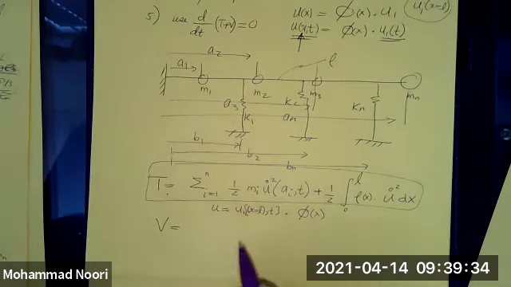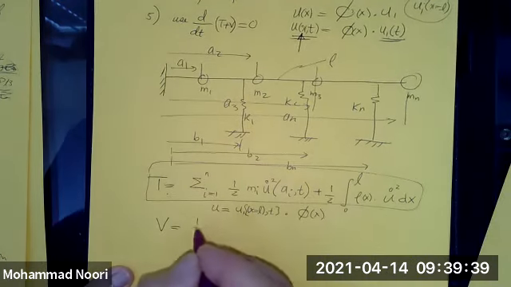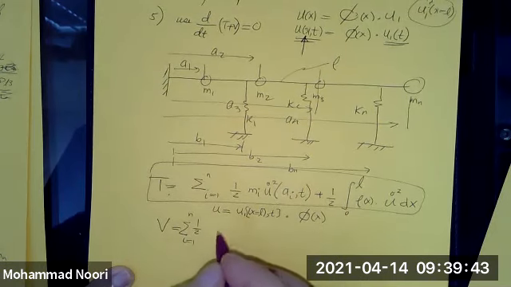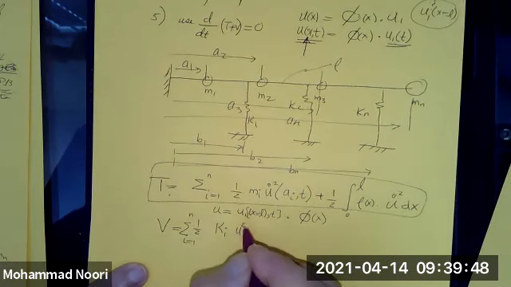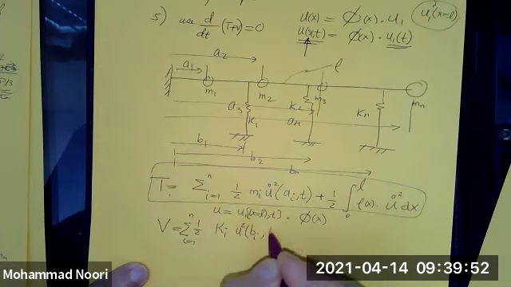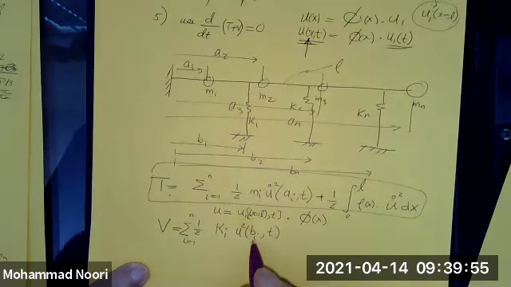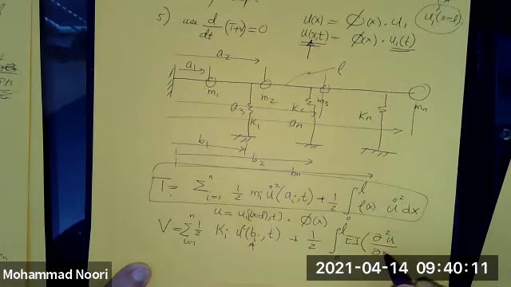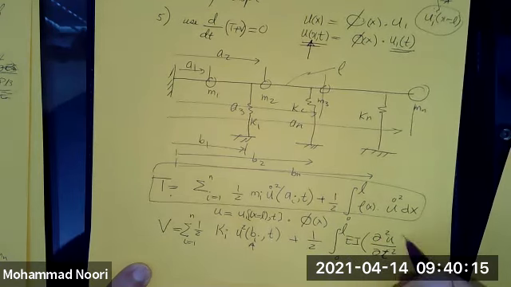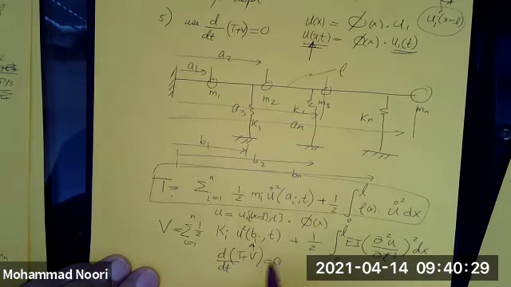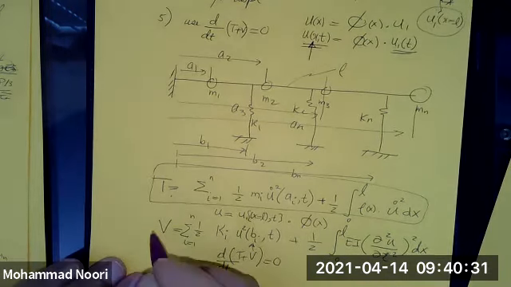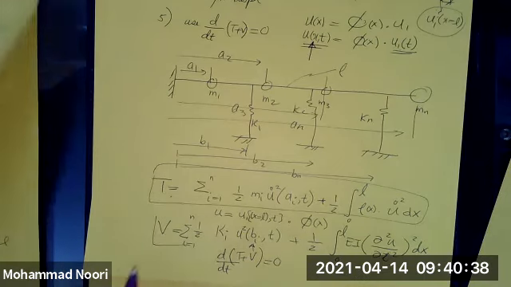Potential energy is what? The potential energy of each of these springs, which would be subjected to displacements. So each stiffness times the corresponding displacement for these stiffnesses located at these locations, plus the potential energy of that beam, which is the integral from 0 to L of EI, the second derivative of U with respect to x, squared, dx, okay? And then you perform the derivative with respect to time equal to zero. If you do that, if you perform this operation, okay?